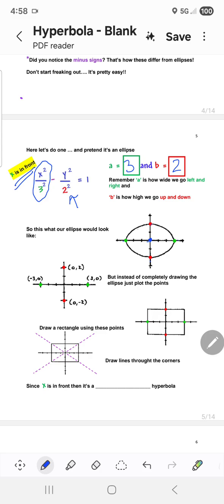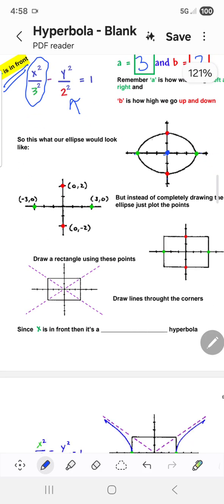Now, you don't have to draw the ellipse, obviously, because it's not an ellipse, but this is how we started out. What we're going to do is, instead of drawing the ellipse, we're actually just going to draw a box. Just like that. And we're going to draw dotted lines that go corner to corner through the center. These dotted lines are called asymptotes.